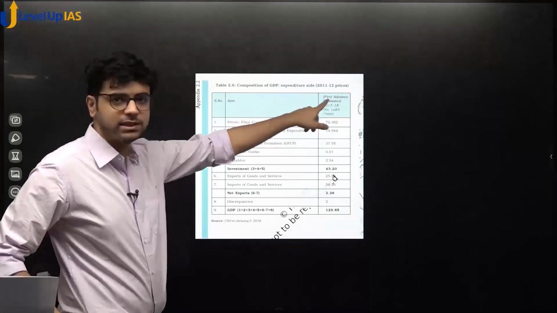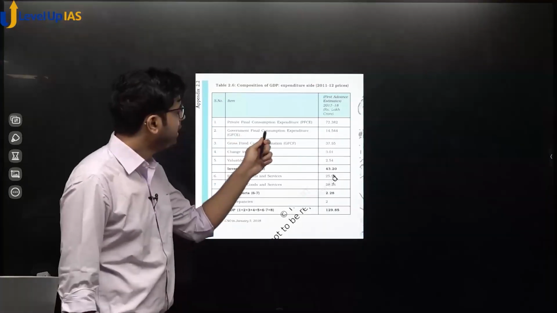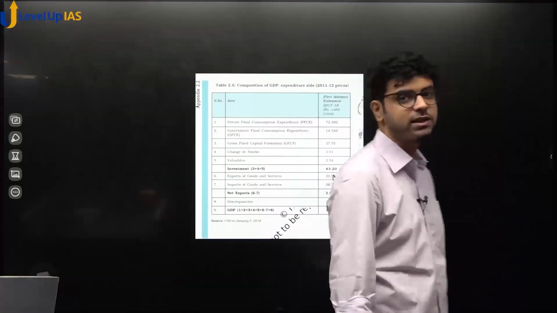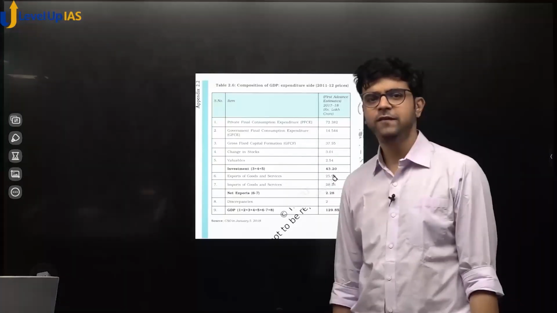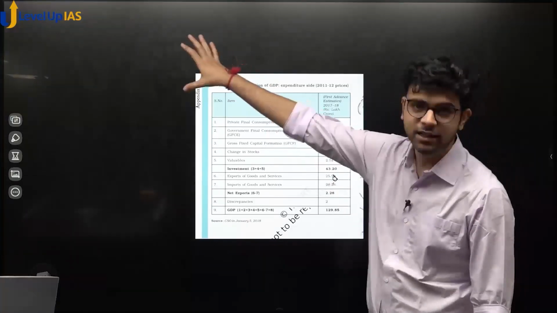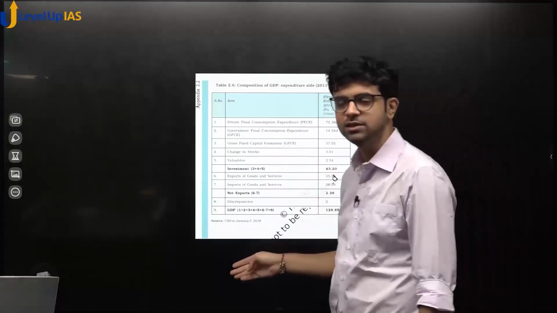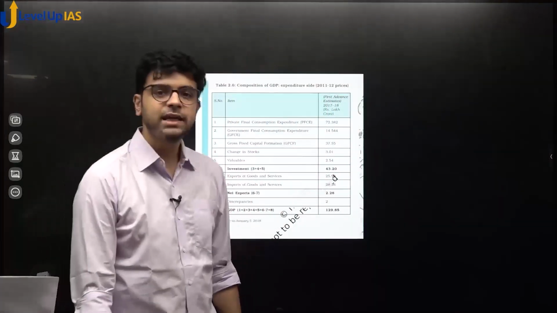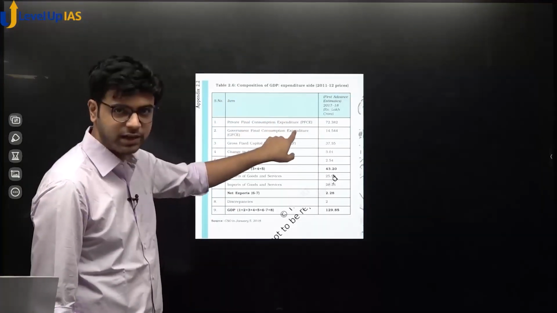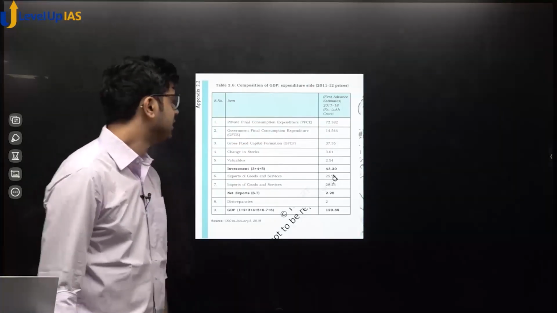Composition of GDP, expenditure side. What are the components of GDP? Private final consumption expenditure. Have we seen this anywhere? Is it not C in our equation, C plus I plus G plus X minus M? Consumption expenditure. They have added some fancy words for that. It is C, private final consumption expenditure. Remember the word final, the word consumption, the word expenditure. Then government final consumption expenditure.